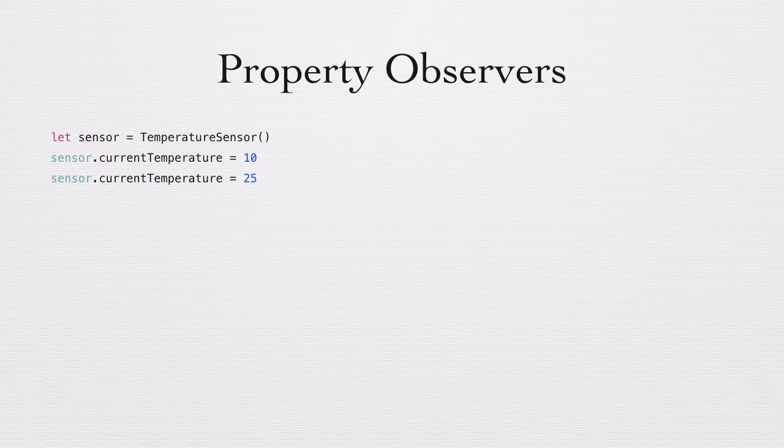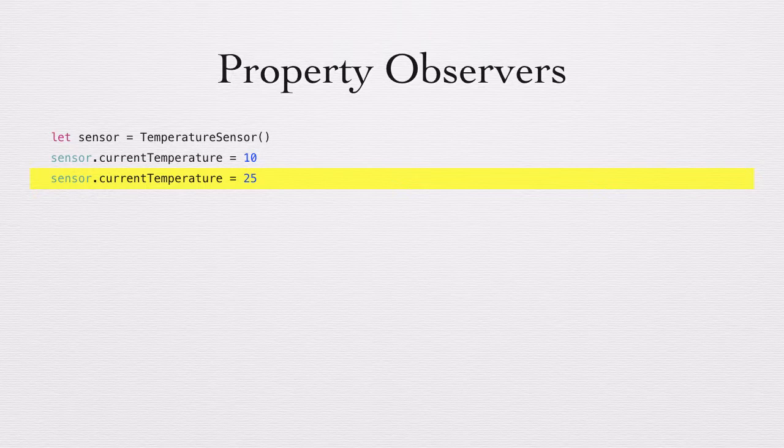To use the temperature sensor class, we now use the above code. First, we create an instance of temperature sensor class. Note that the value of current temperature variable will be set to 0. Next, we set the current temperature to 10. This calls the willSet method and prints an appropriate message to the user.